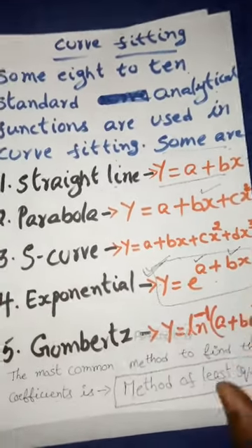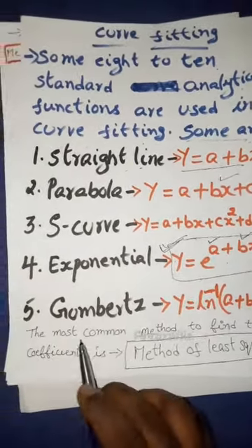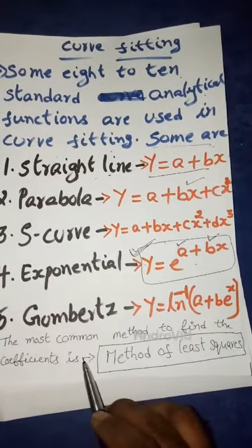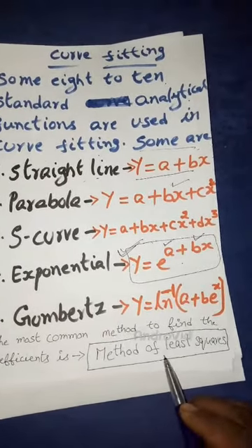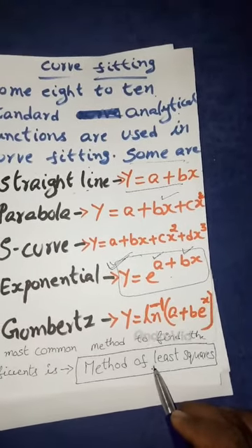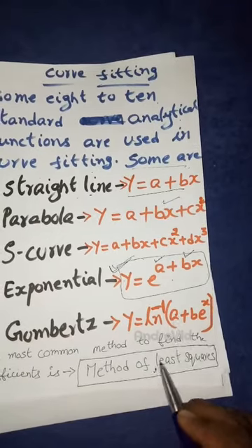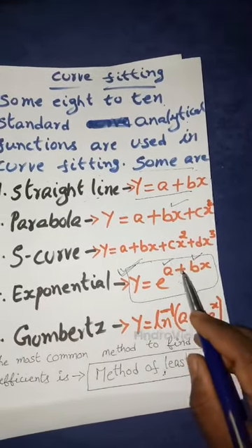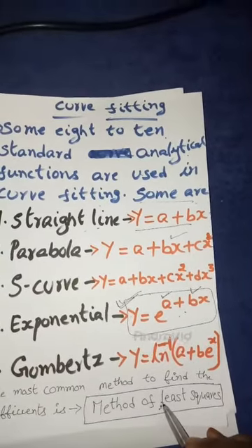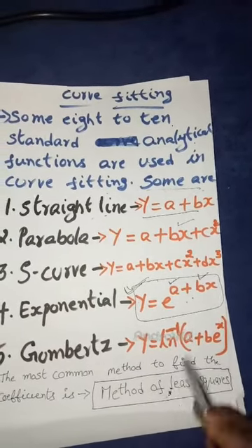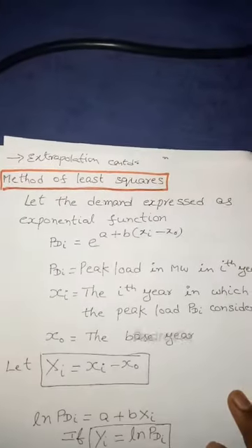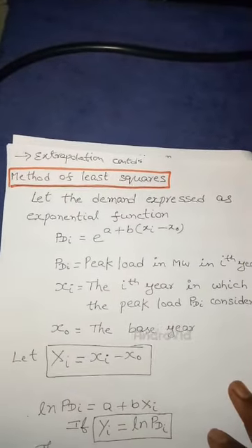In order to find the coefficients, the most common method is the method of least squares. So for extrapolation, we have to tabulate, then for curve fitting, we have to select one function, then we have to find the coefficients. For finding coefficients, which method do we use? Method of least squares. So what is this method of least squares?